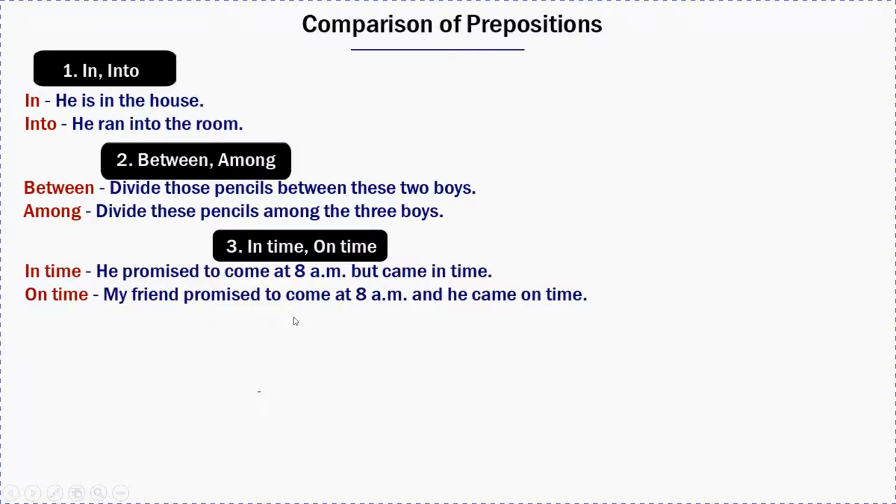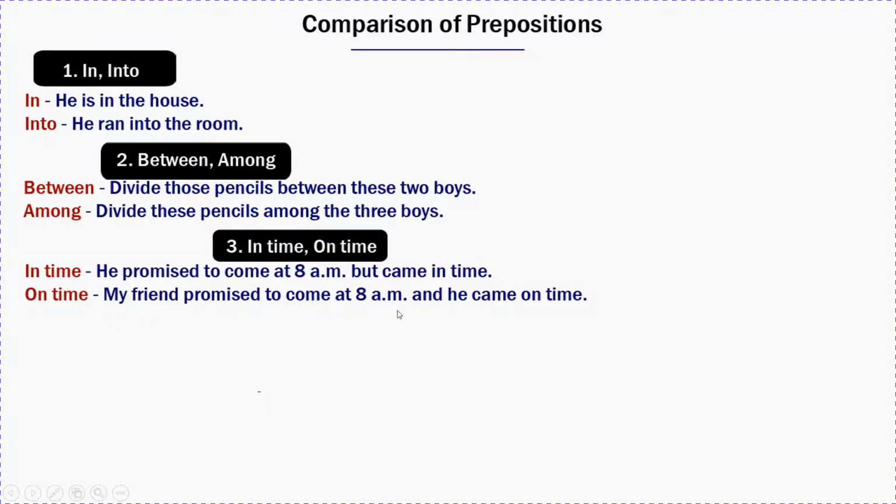Now, what is the meaning of in time and on time? See, children, in time means a bit earlier. Like he promised to come at 8 a.m. but came in time, means he came before time, before 8 a.m. In the same way, what is the meaning of on time? It means a bit late. Like my friend promised to come at 8 a.m.